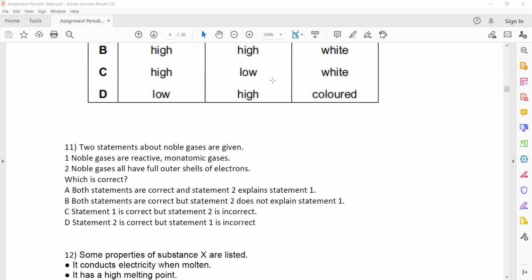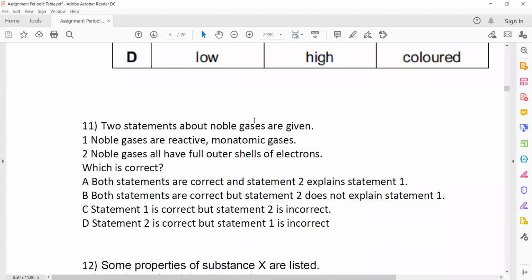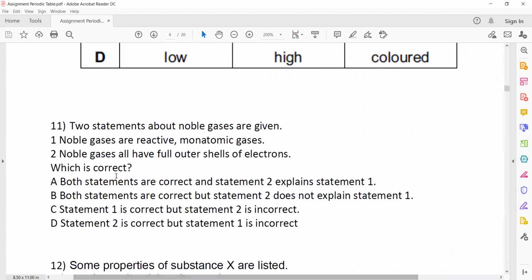Two statements about the noble gases are given. Question 11. What could be the answer? Yeah, D is the right answer because they're not reactive, they're unreactive. That's true.